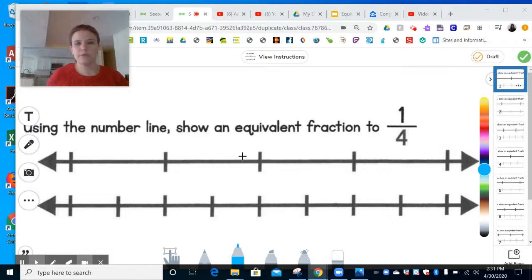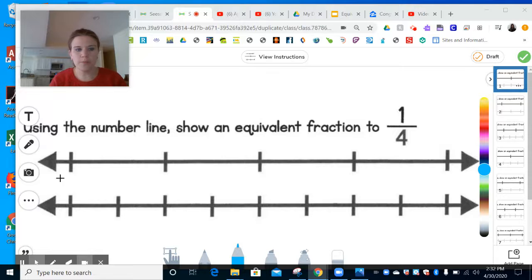Hey, third grade. Today we are going to continue working on equivalent fractions, and we're just going to use some of the tools on Seesaw today to do some hops on a number line to figure out some equivalent fractions. So it says using the number line, show an equivalent fraction to 1/4.